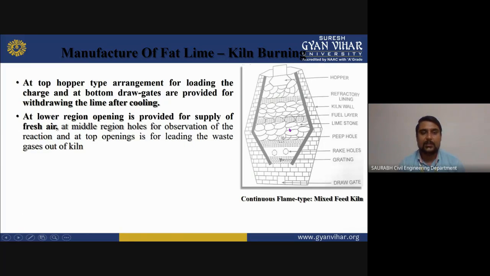Now we will look at the image of a mixed feed kiln. As you can see here, this is your hopper, and this is your kiln wall and fuel layer. This is your peep hole, and these are your rake holes, and the grating is also here, and the draw hole is where you have to put your lime.